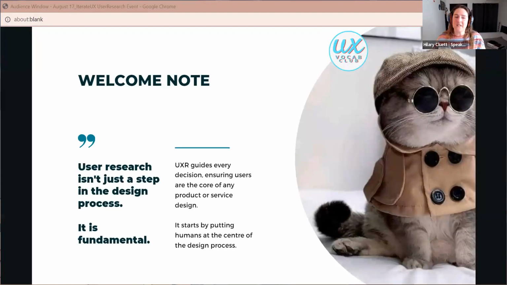Welcome. User research isn't just a step in the design process. It is fundamental. UXR, user experience research, guides every decision, ensuring users are the core of any product or service design, really anything. And it's more than just apps, even though we're probably just focused on the tech aspect of it now. It's more than that, so just keep that in mind. It starts by putting humans at the center of the design process. So you're going to hear that term a lot, human-centered design. And I would like for all of us to get on the same page about what that means. So now is the time.